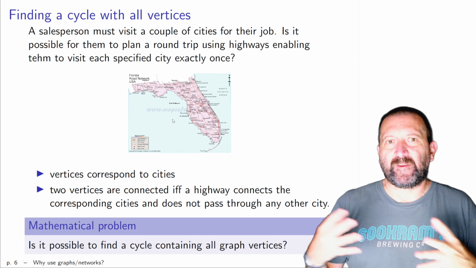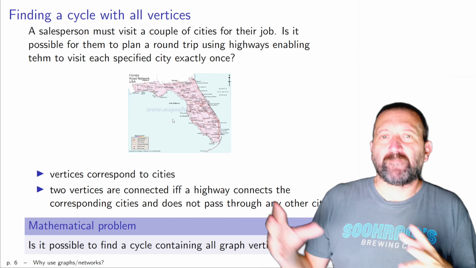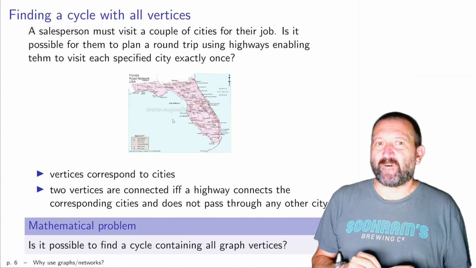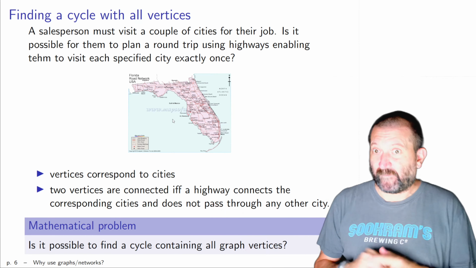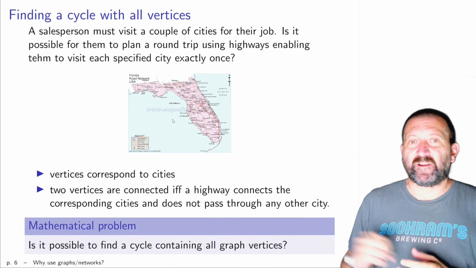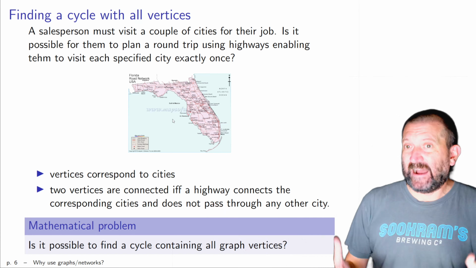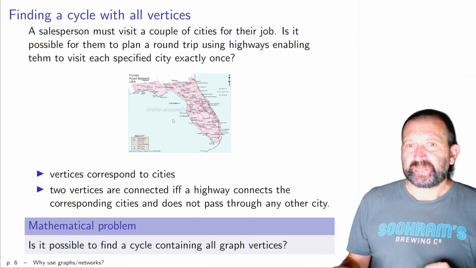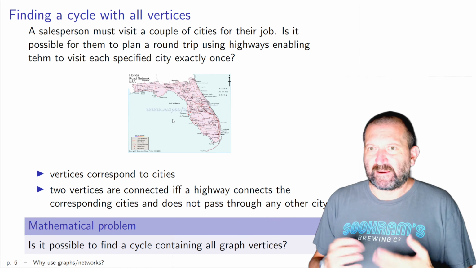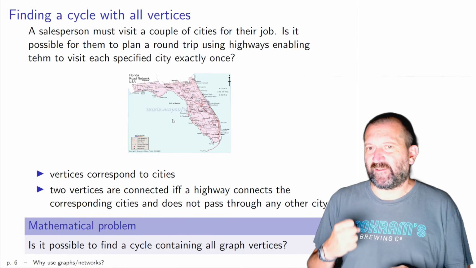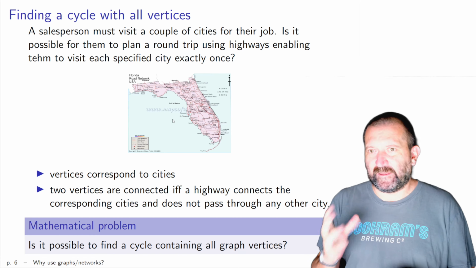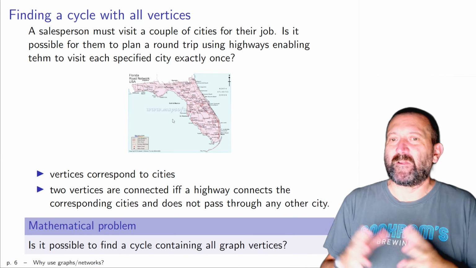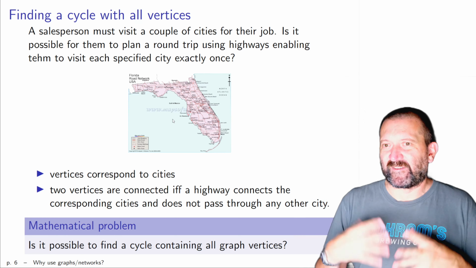And the question is, can they plan a round trip using highways, enabling them to visit each specified city exactly once? Okay, so in this case, we'll say that the vertices are the cities this time, and we'll say that two vertices are connected if a highway connects the two cities without going through any other cities. And in that case, the question would be, can we find a cycle that contains all graph vertices? And we'll see in a little while that this is called a Hamiltonian problem. I mean, it's asking whether the graph is Hamiltonian.